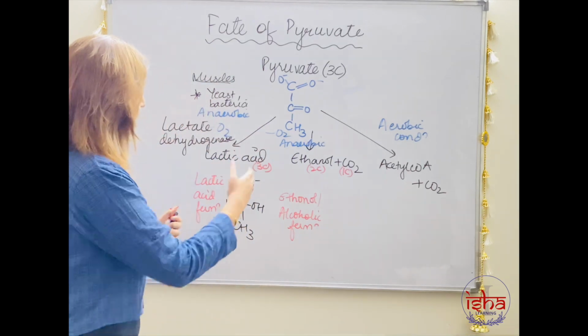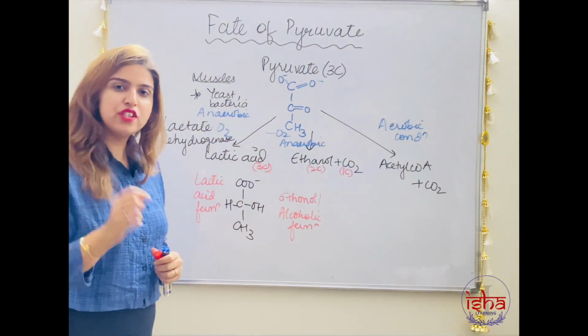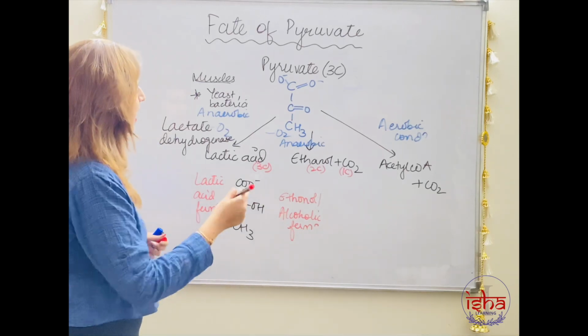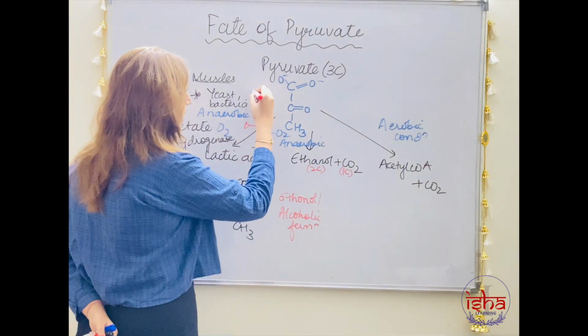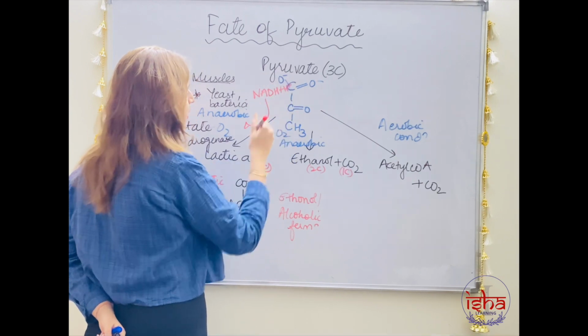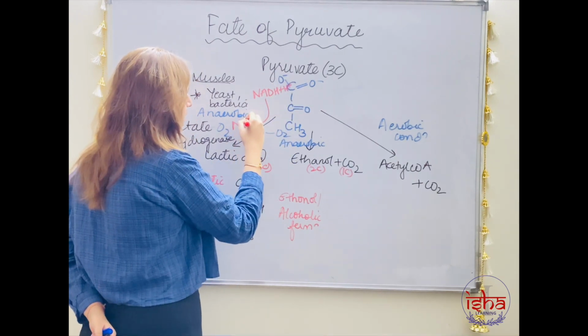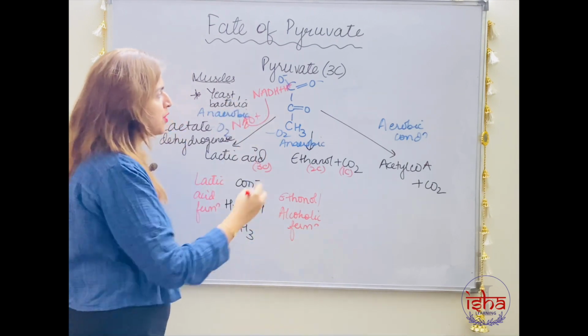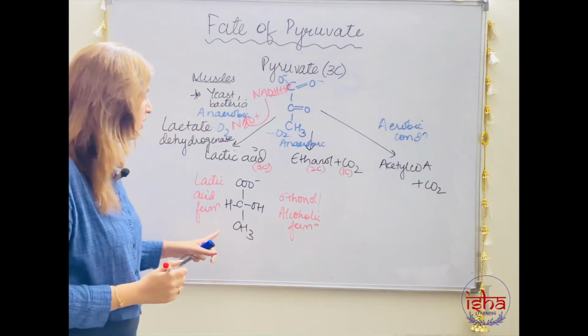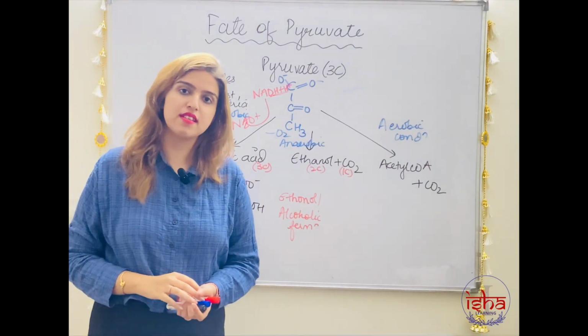So if this is being reduced, which is the molecule that must be oxidized? That is in fact NADH plus H plus, which is converted to NAD plus. So these hydrogen groups will be utilized here in the reduction process.